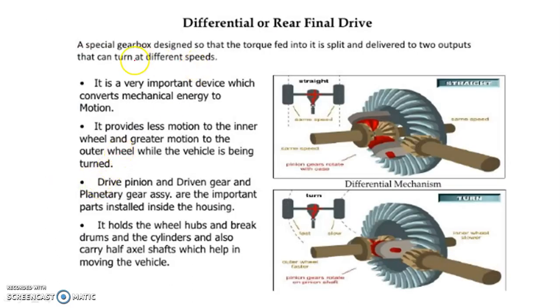So differential means what? It is a very important component device which converts mechanical energy to motion. It provides less motion to the inner wheel and greater motion to the outer wheel while the vehicle is being turned. Drive pinion and driven gear and planetary gear assembly are the important parts installed inside this housing.